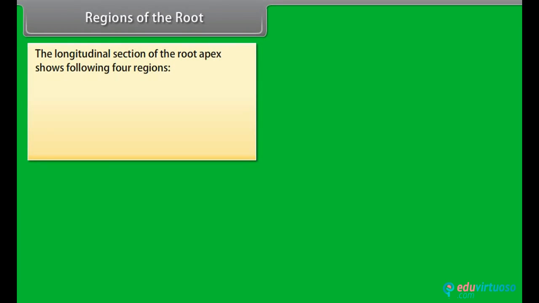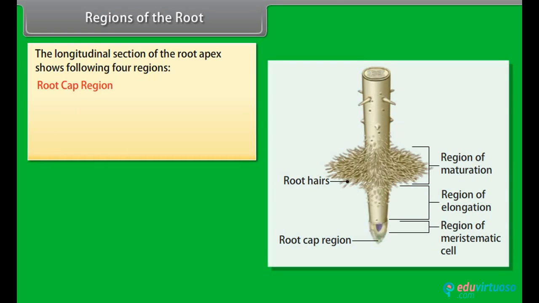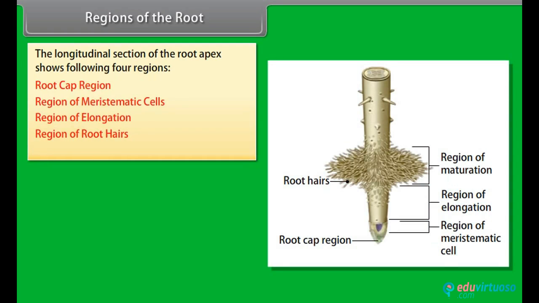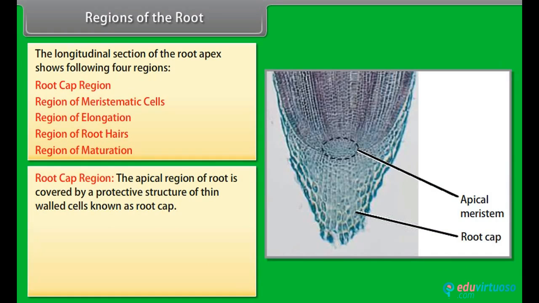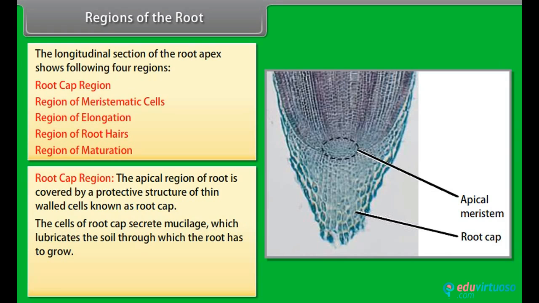Regions of the root. The longitudinal section of the root apex shows the following 5 regions: root cap region, region of meristematic cells, region of elongation, region of root hairs, region of maturation. Root cap region. The apical region of root is covered by a protective structure of thin-walled cells known as root cap. The cells of root cap secrete mucilage which lubricates the soil through which the root has to grow. Root cap also helps in the movement of root in the soil.